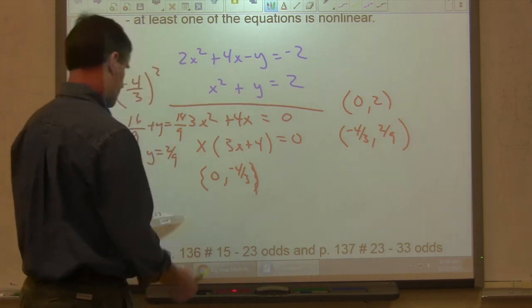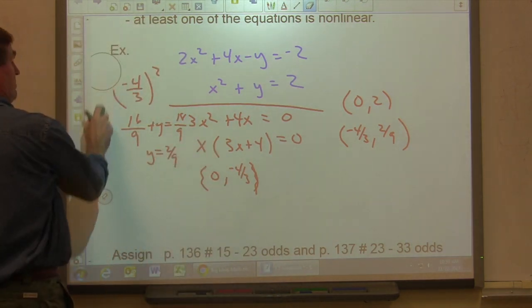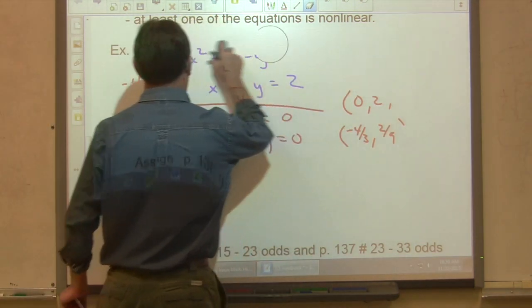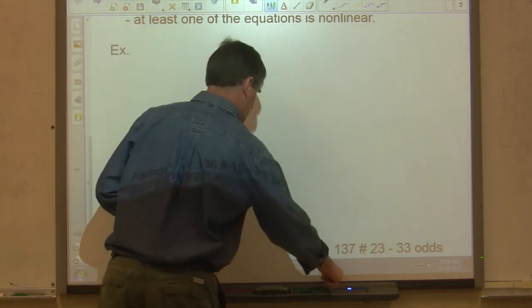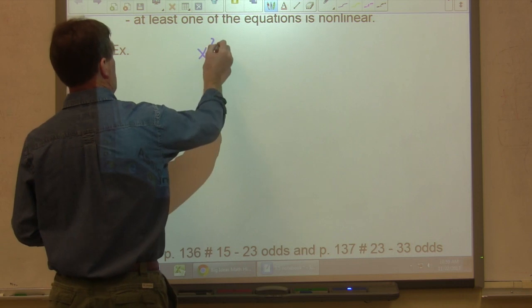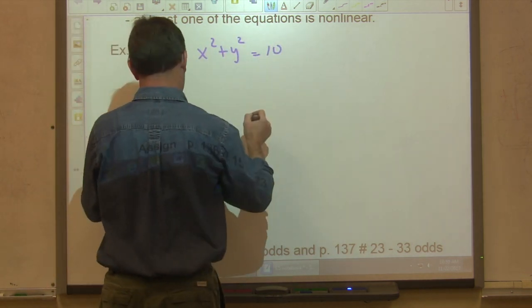So, what about if we have an x squared and a y squared? That would be the last thing we're going to look at. So as an example, let's look at this one. X squared plus y squared equals 10.